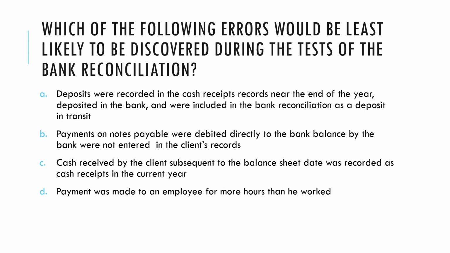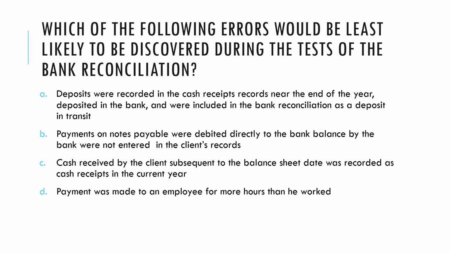Next, which of the following errors would be least likely to be discovered during the tests of bank reconciliation? Least likely. Let's evaluate the choices. Letter A, deposits were recorded in the cash receipts records near the year end, deposited in the bank, and were included in the bank reconciliation as a deposit in transit. And I think we would be able to picture out letter A as something that we expect to see in a bank reconciliation test, right?